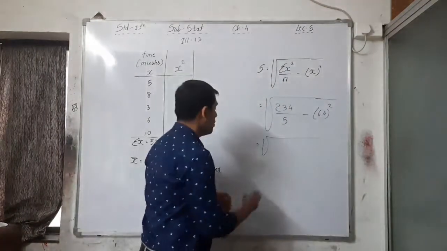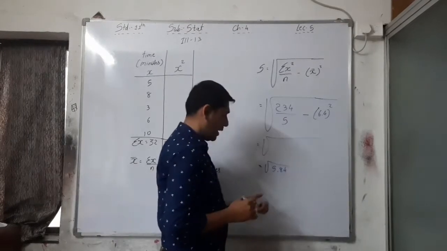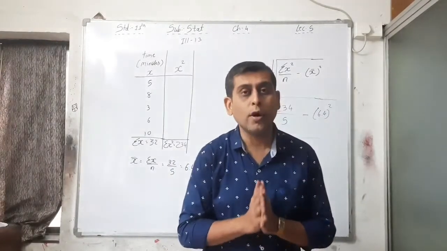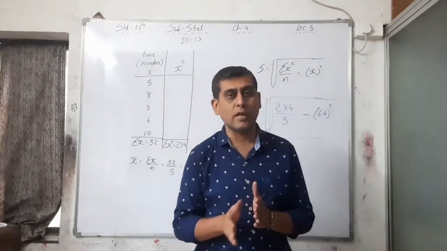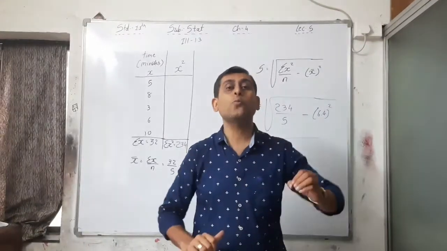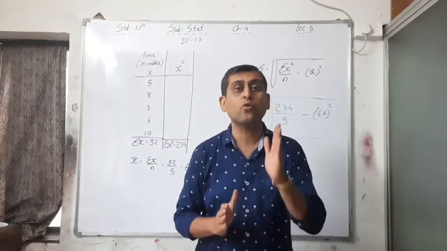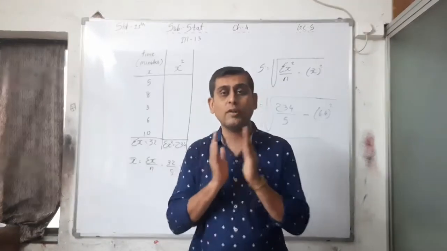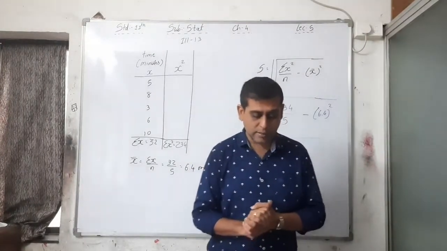So in a square root, 5.84 is there, and what is the square root of that? It is 2.4166, right? So 2.4166 is your answer. No, you have to convert that into an approximate value, right? So 2.4166 is approximately 2.42. So 2.42 minutes is your standard deviation for this data. For ungrouped data, 2.42 is your standard deviation.